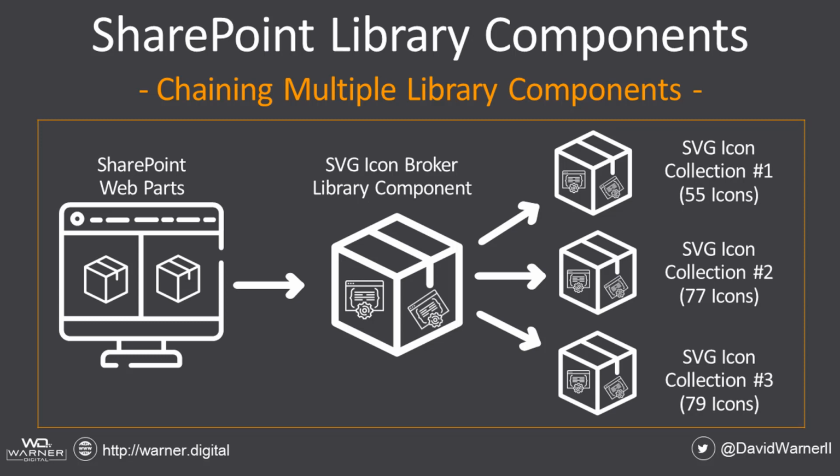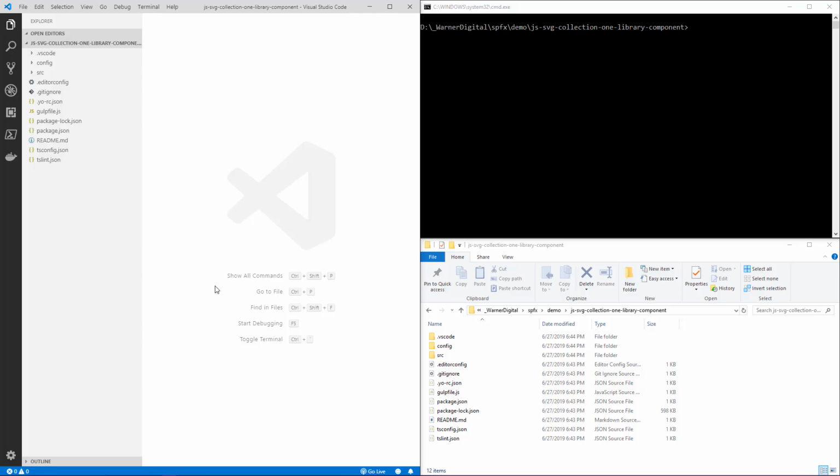So let's jump into the demo and see how we can set this architecture up. We're going to begin by creating a collection library component first. Then we'll create an Icon Broker component to consume the icon collection library component, and then we'll create a web part to connect to the Icon Broker library component. So as mentioned, we'll start with an actual icon collection library component.